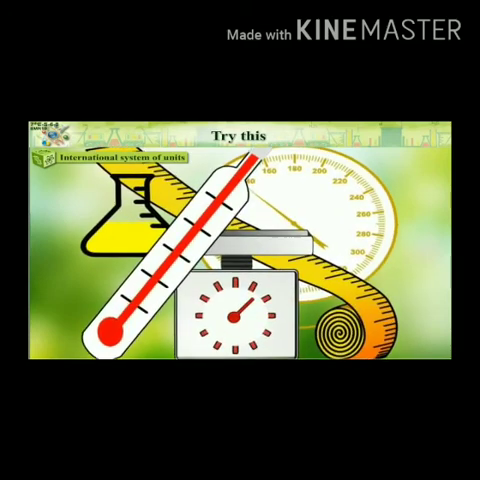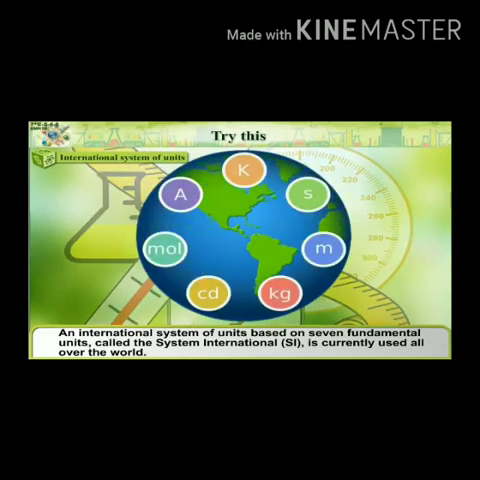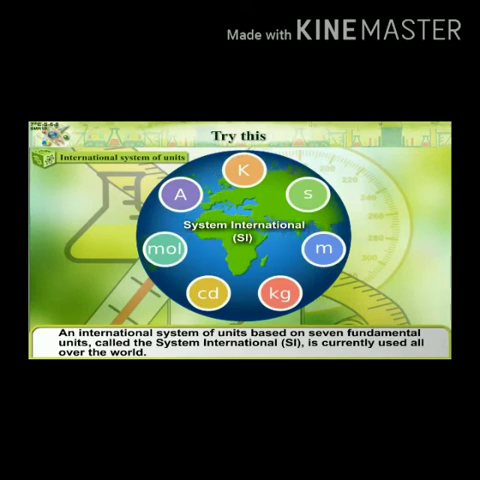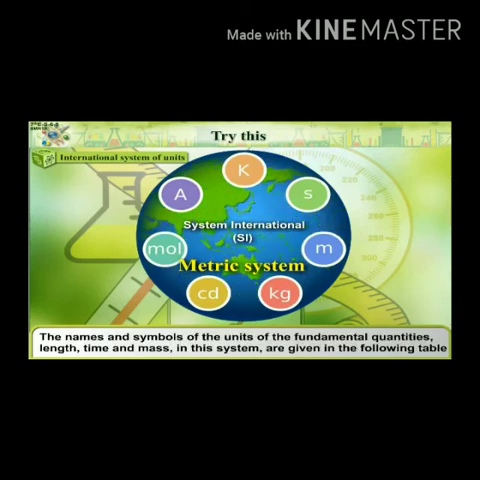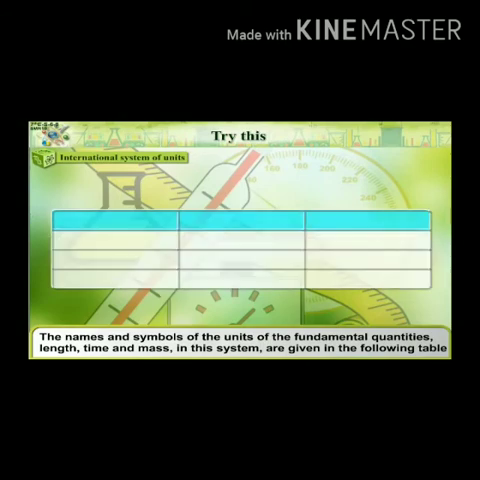Now we will see the international system of units. An international system of units based on 7 fundamental units called the System International (SI) is currently used all over the world. It is also called the metric system. The names and symbols of the units of the fundamental quantities, length, time and mass in this system are given in the following table. Now we will see the quantities, name of the unit, symbol of the unit.